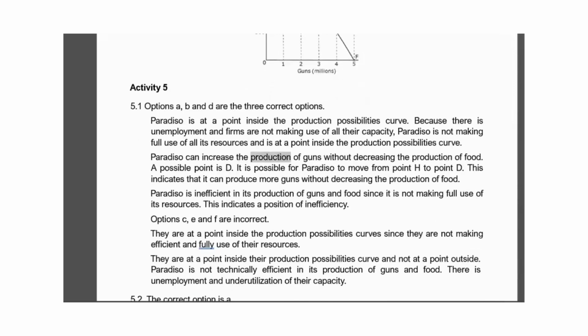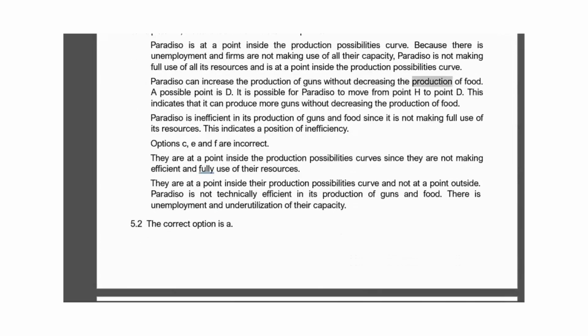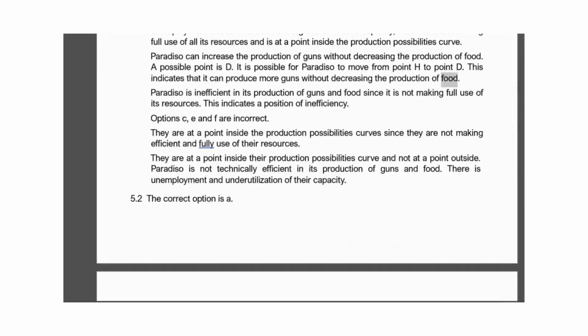Paradiso can increase the production of guns without decreasing the production of food. A possible point is D. It is possible for Paradiso to move from point H to point D. This indicates that it can produce more guns without decreasing the production of food. Paradiso is inefficient in its production of guns and food since it is not making full use of its resources. This indicates a position of inefficiency.